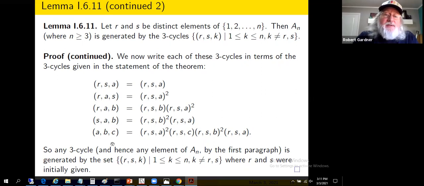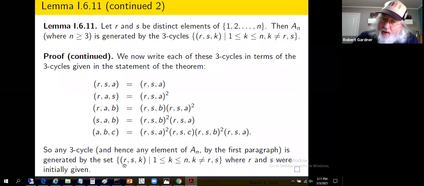given R and S, any 3 cycle in A sub n, all the 3 cycles are even, so they're all in A sub n. Any 3 cycle must be of one of these 5 forms. And any of the 3 cycles can be written like this, for the given R and S, as a product of R, S, something. There's explicitly how to do it right there.